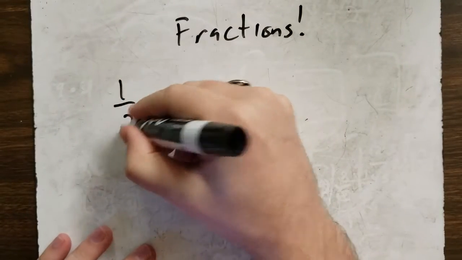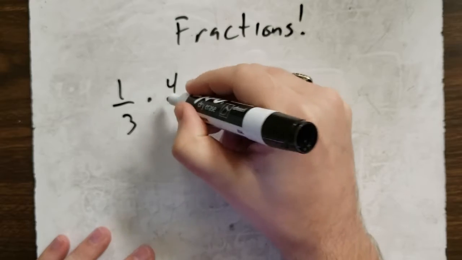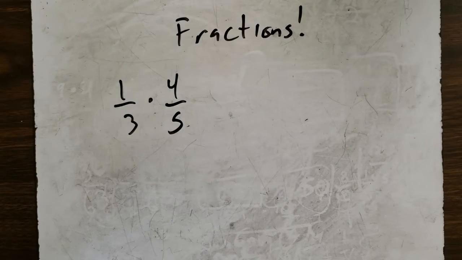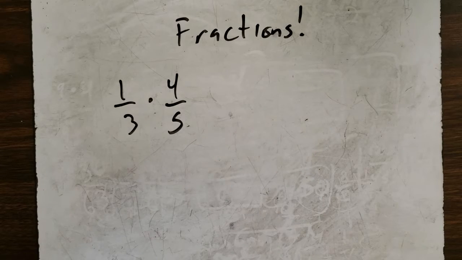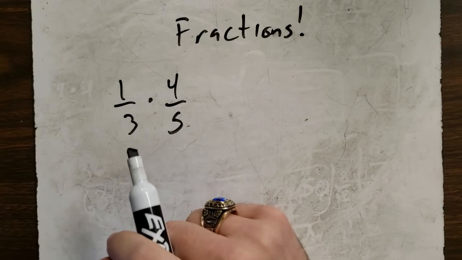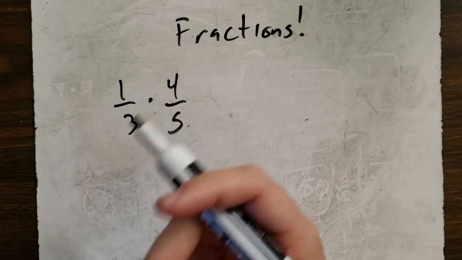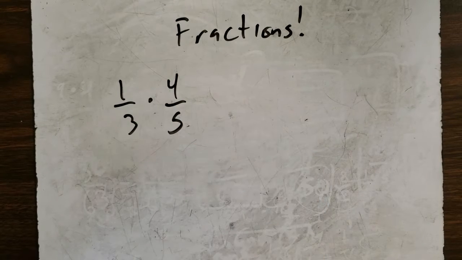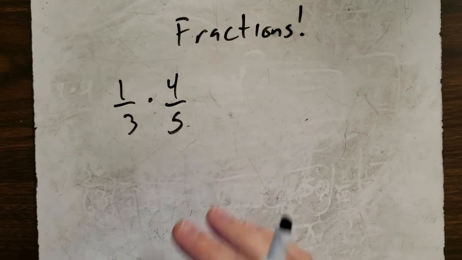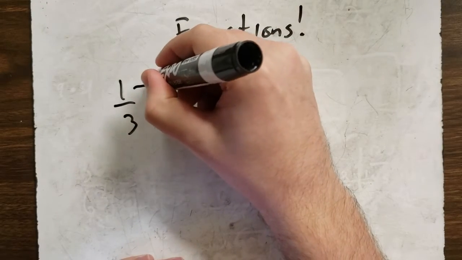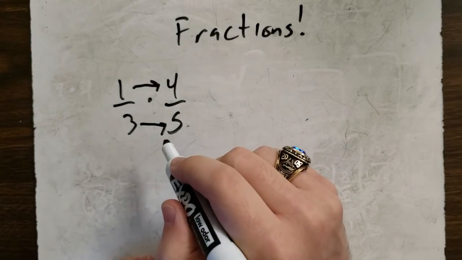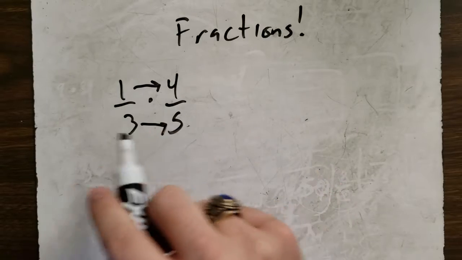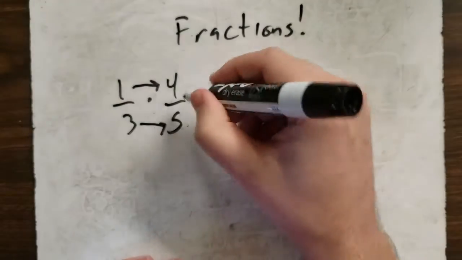1 over 3 times 4 over 5. Now, of course, for multiplication, we're going to use our dot here instead of the x because the x can be confusing and it's also pretty elementary. So we use the dot at this point in math. When multiplying fractions, the only thing you have to remember is that you multiply straight across. Okay, there is no cross multiplication. There is none of that. It's straight.